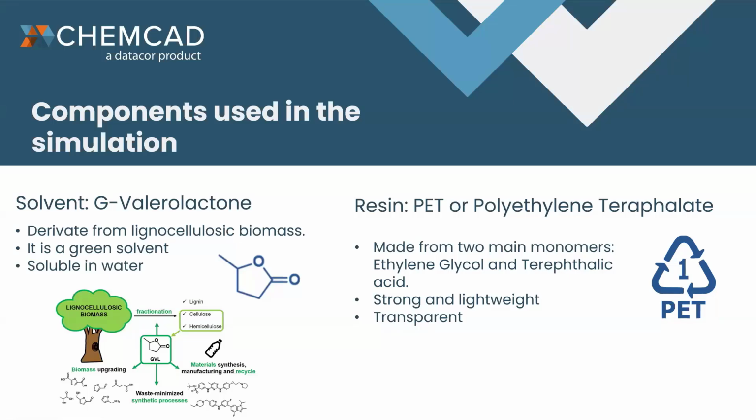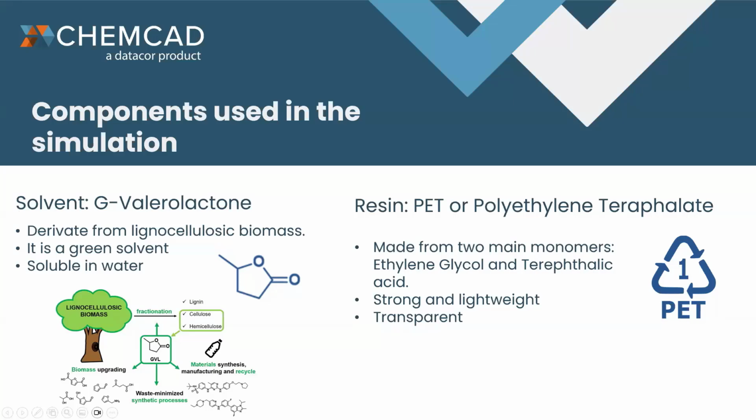Why gamma valerolactone? We found some research papers that discovered that GVL selectively removes the ink that the PET has without dissolving the PET. We also found that the solvent recovery and precipitation process had a lower environmental impact than other virgin polymer films.